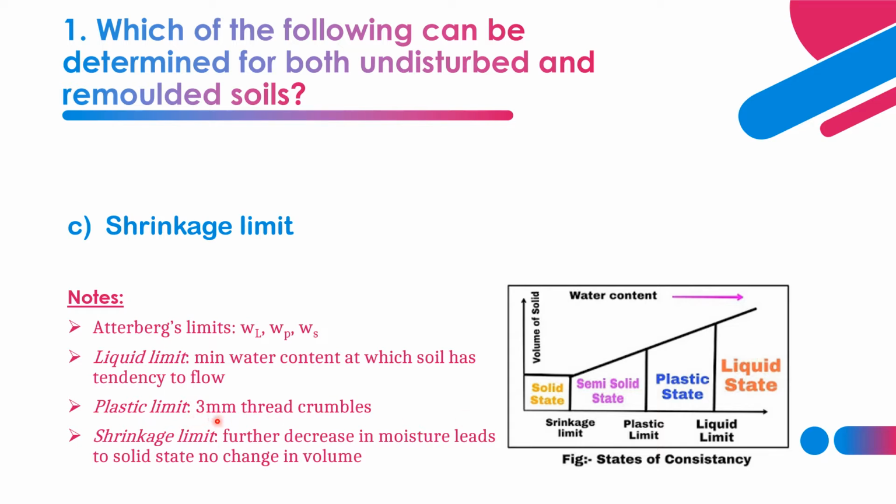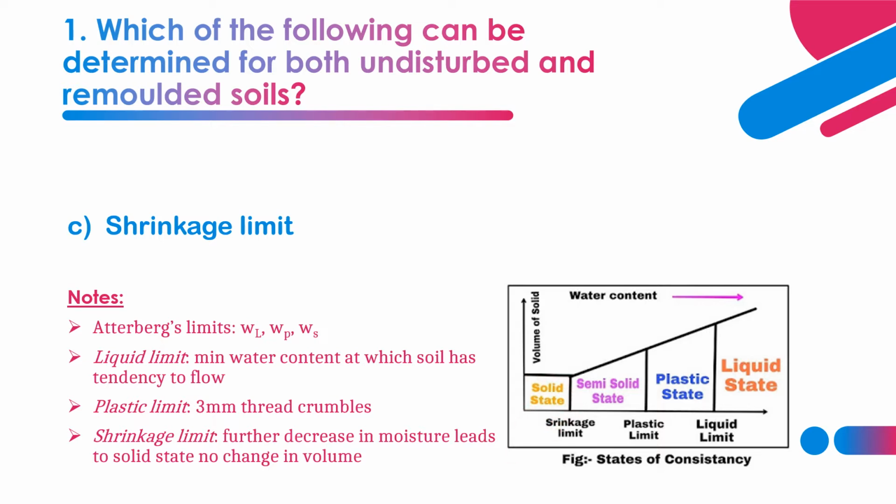What is plastic limit? A plastic limit is that water content at which a 3 mm thread of the soil crumbles, so below which the soil becomes crumbly. It will get crumbled when a 3 mm thread is rolled on a smooth surface. What is shrinkage limit? Shrinkage limit is nothing but the water content below which further decrease in moisture leads to solid state, and there is no change in volume of soil.